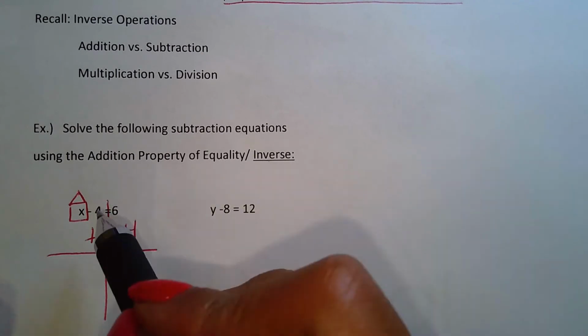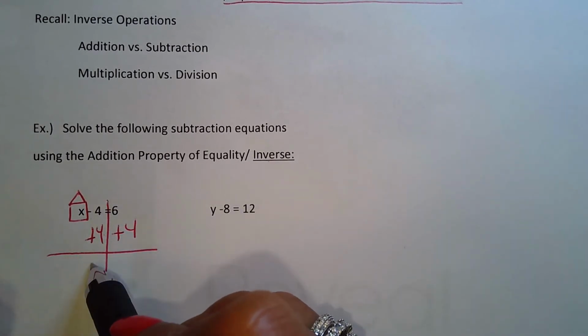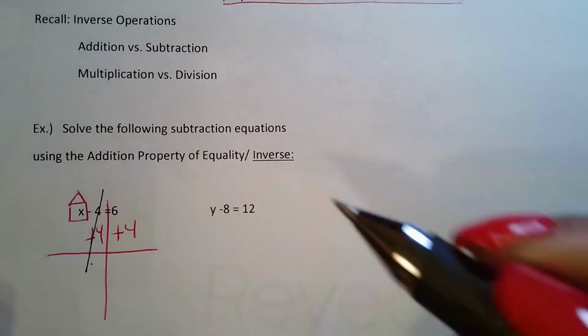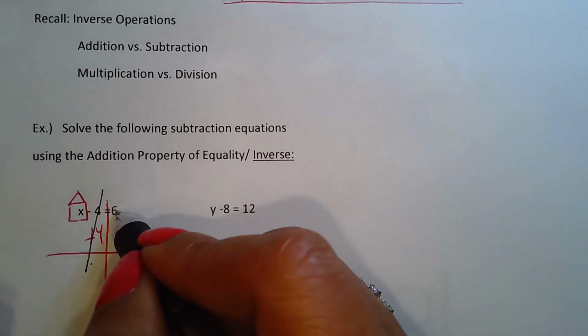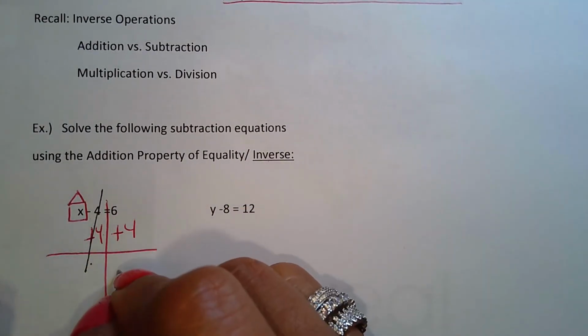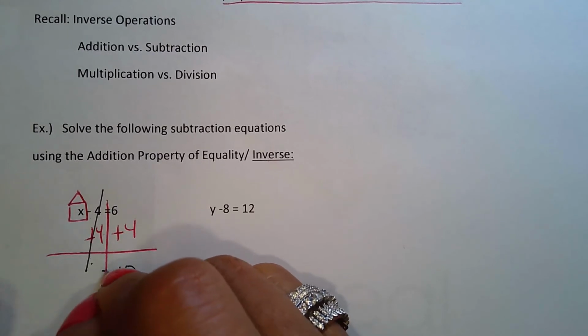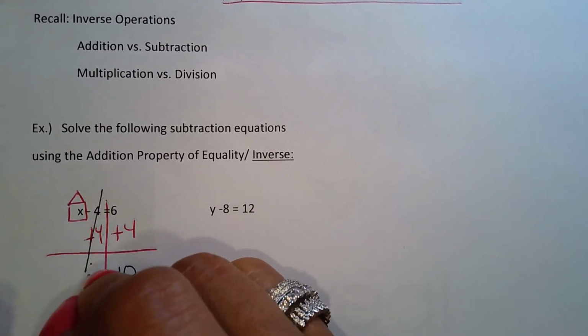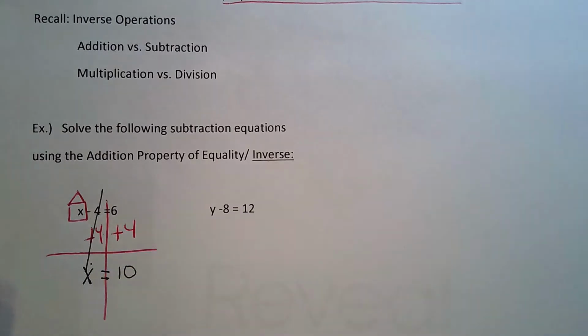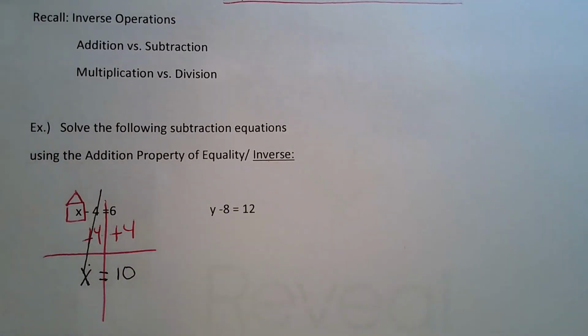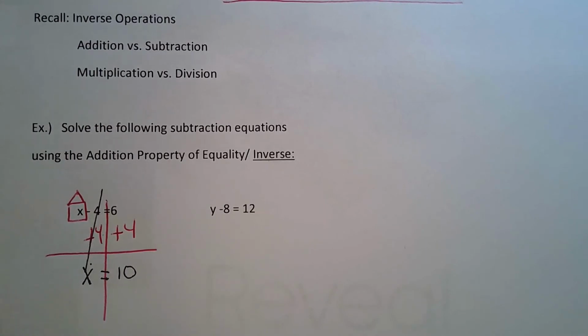Once you do that, minus 4 plus 4 is 0, but as mathematicians, we say that it cancels out. 6 plus 4 simplifies to 10. I'm going to bring down my equal sign, bring down my term that's inside the house, which is x, and I've done my one step, and I have now that x equals the value of positive 10.